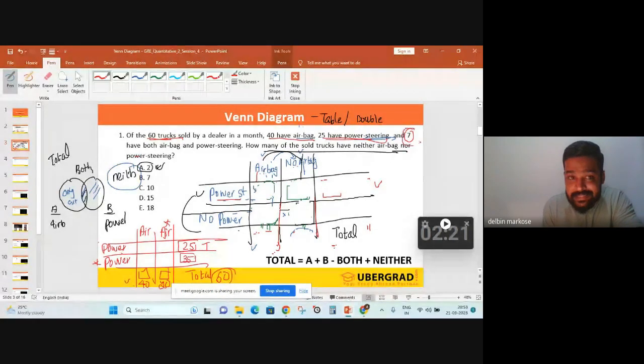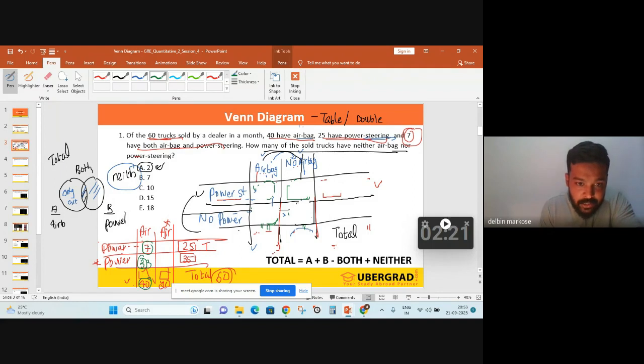Next statement, look. Seven have both airbag and power steering. Where is both power steering and airbag? Seven. Now remember, Payal, this value plus this value, you have to get 40, right? So which number will it be? 40 minus 7, that will be 33. Do you understand what I'm trying to say?